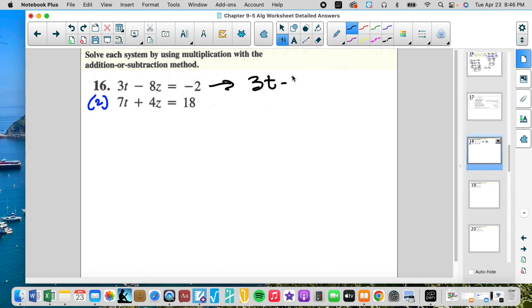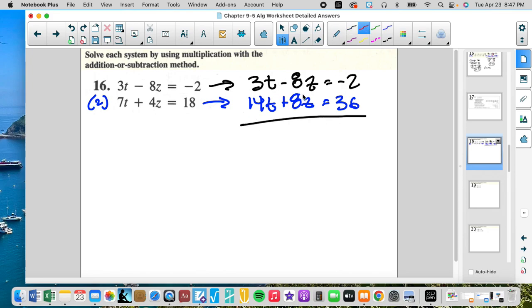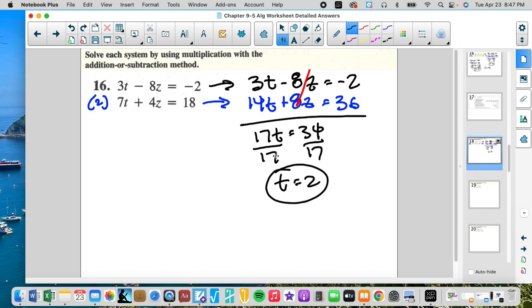At least we're changing variables. 8z minus 2. This equation now becomes 14t plus 8z equals 36. The z's will cancel. We're left with 17t equals 34. Divide by 17, divide by 17, t equals 2.